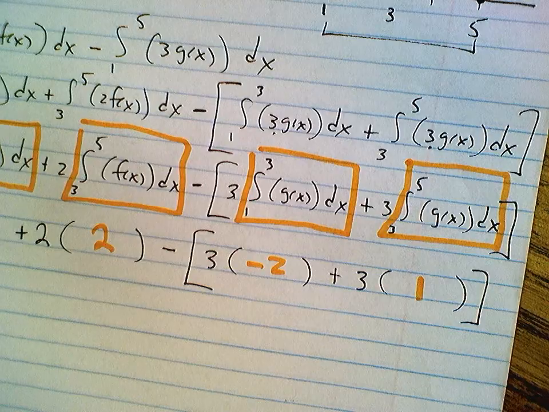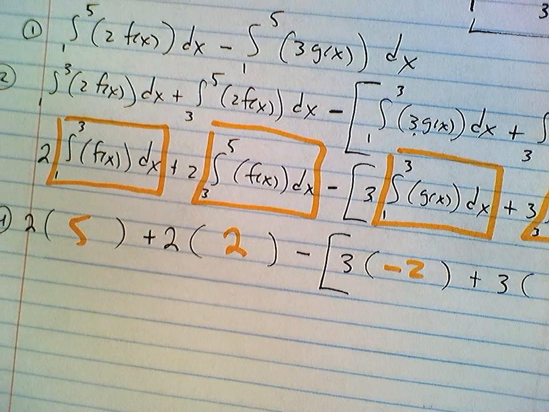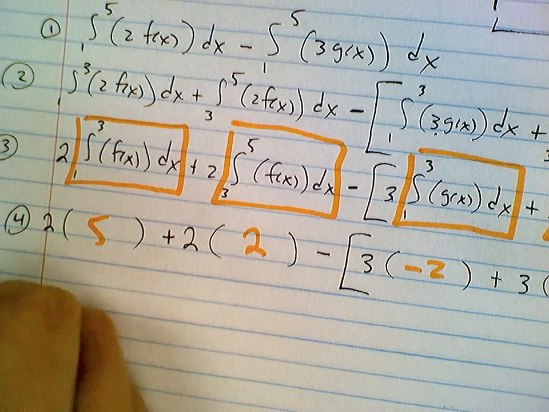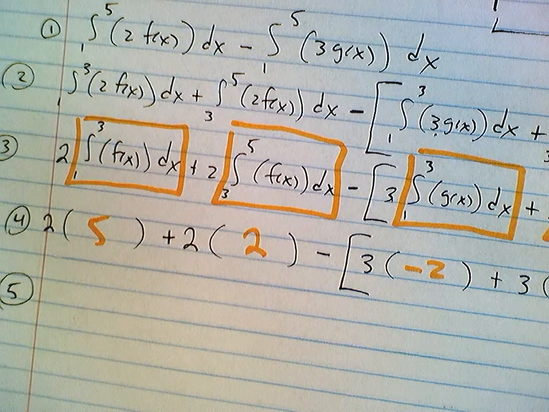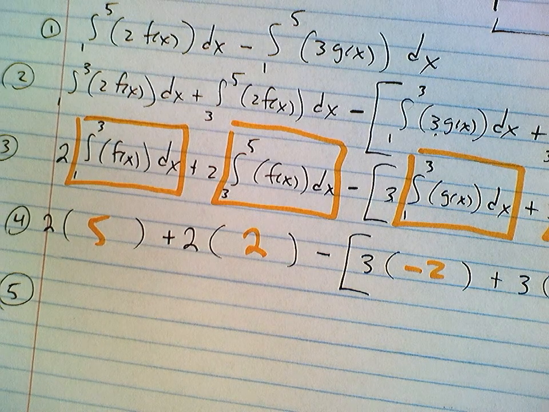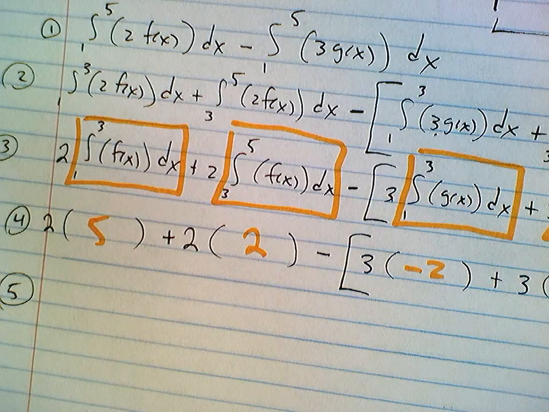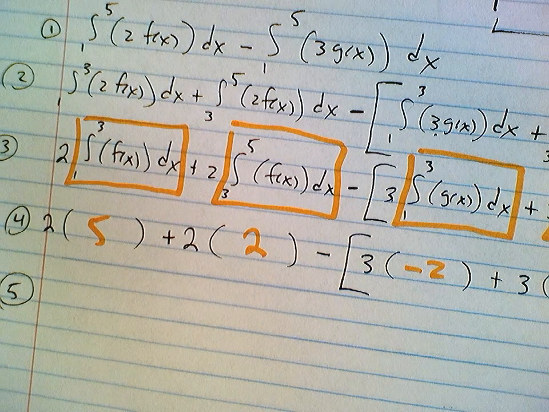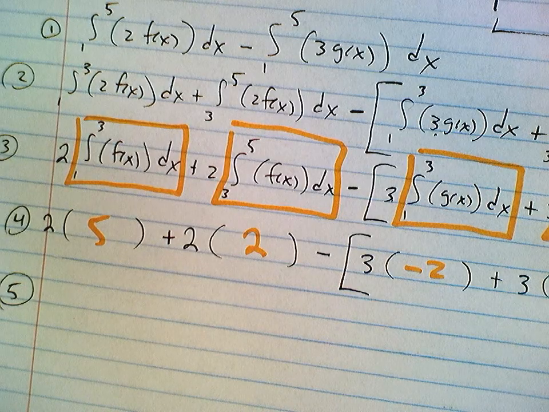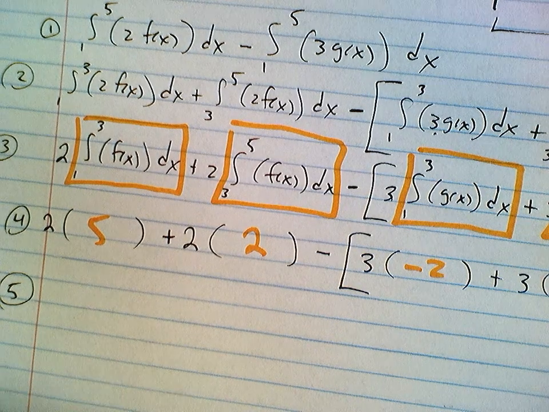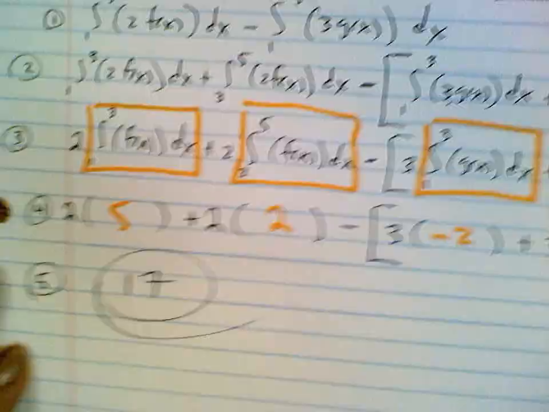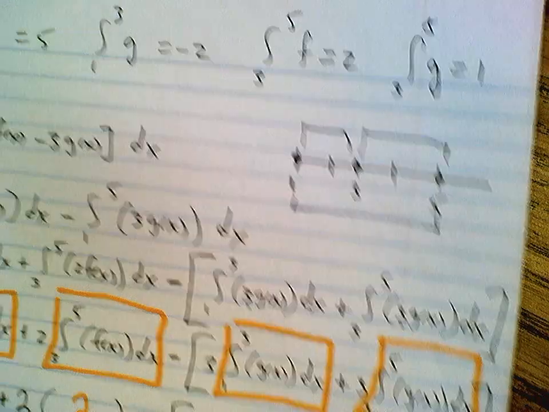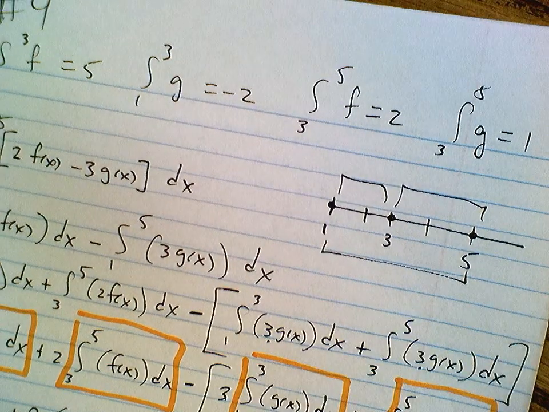Okay, so the direction said no less than 4 steps. My 5th step is when I simplify. So this is just 10 plus 4 minus negative 6, which is 17. Okay, and the one on the test is not that long, but that was a good one. That was hard. Like a lot of writing. Okay, so now number 5.